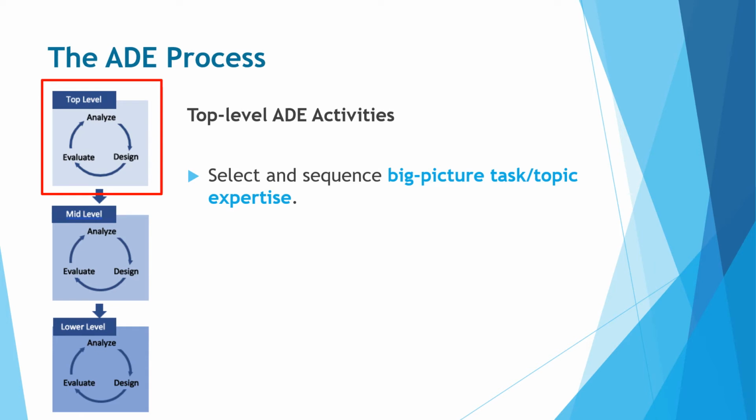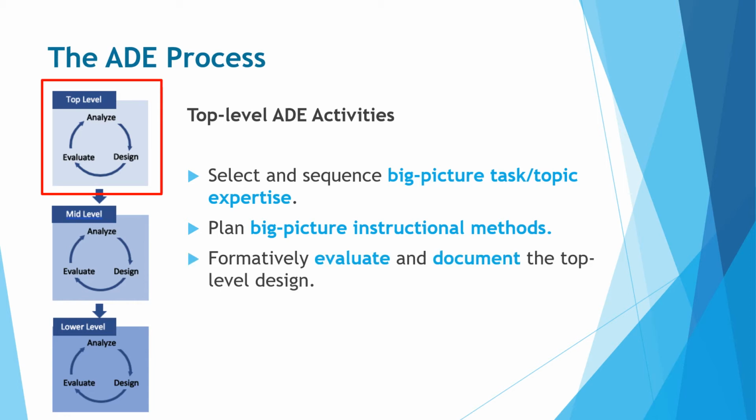The top-level ADE activities begin with determining a fuzzy vision of what to teach within either task or topic expertise. Then it determines a fuzzy vision of the methods or overall instructional approach. Sometimes it is helpful to do these first two activities simultaneously, or at least iteratively. And the top-level ADE activities conclude with formative evaluation and revision, primarily in the form of expert review.